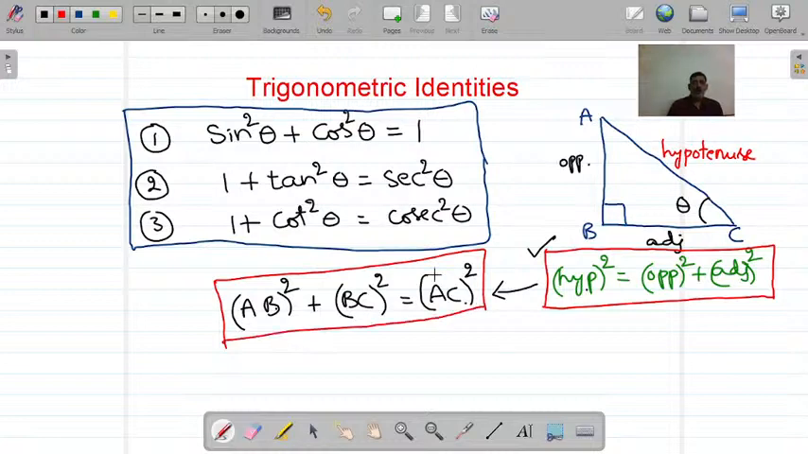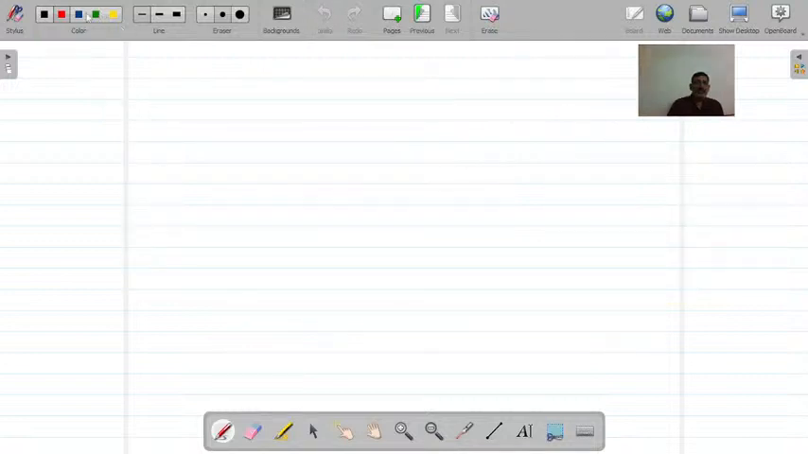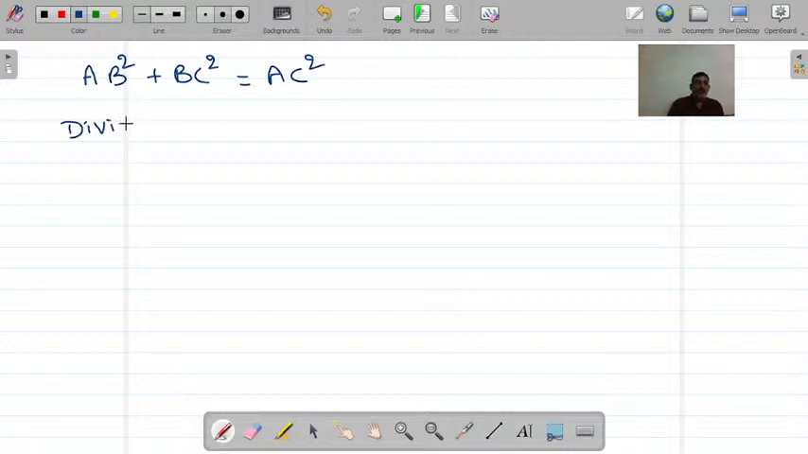Now I am taking this for proving these three identities. These three are the identities, but we are going to prove these three very easily by using this. How do we prove? Let us see. I am going to the next page. Here we already know that AB square plus BC square is equal to AC square. Now divide throughout by AC square.